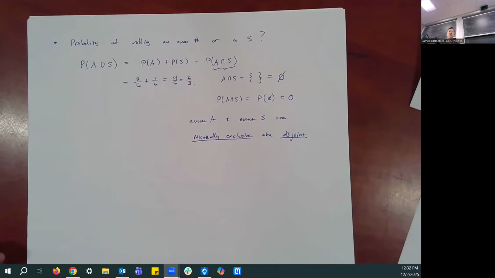I'm trying to think if there's more I want to say about that. I think so. Mutually exclusive. Not to be confused with the idea of being independent, which we'll talk about when we get there. But they are different things, very different.